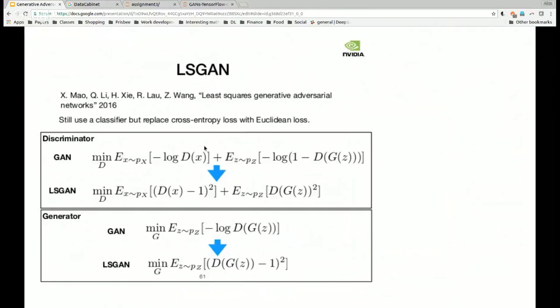Normally for GANs, for the generator, you're maximizing log D, and then maximizing log of 1 minus D of G of z. But they changed that log term to a Euclidean distance loss. This is the KL distance between 1 and D of x, but instead they said, what if we take the Euclidean distance, the squared distance between the discriminator output and the label of 1, and the generator output and the label of 0. They did that for both the discriminator and the generator.